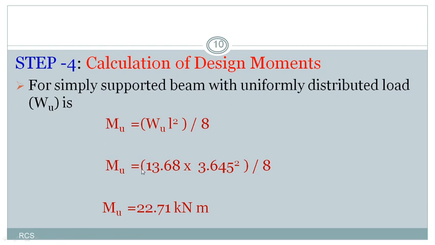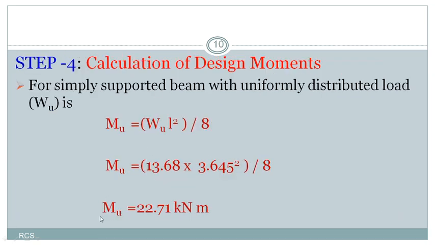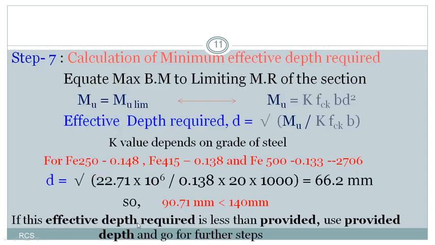Based on this, we have to design all the dimensions of the slab. To resist this moment, what is the minimum depth of slab required? The minimum effective depth of the slab required, that we have to calculate. The calculation of minimum effective depth can be done by equating the maximum bending moment to the limiting moment of resistance of the section. The maximum bending moment is the value obtained, that much likely to occur on our slab.